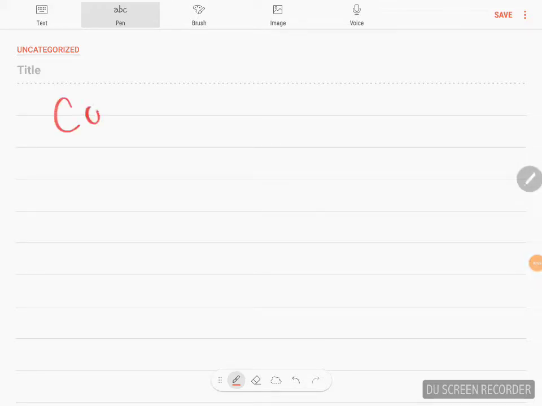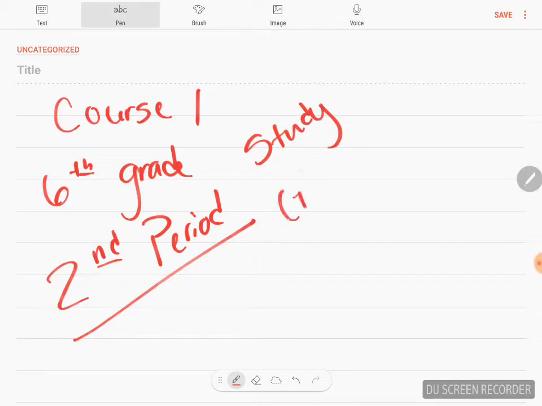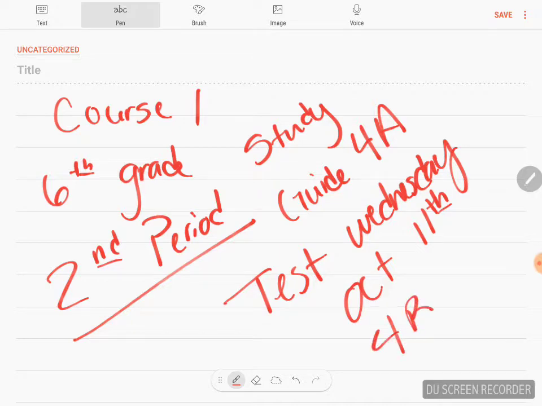This is for Course 1, which is sixth grade. This is my second period. Also, I'm going over the study guide, which is 4A. This is going over for your test, which is on Wednesday, October 11th, and your test will be 4B.